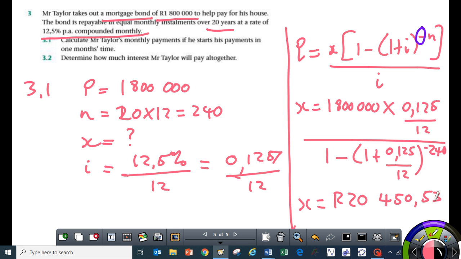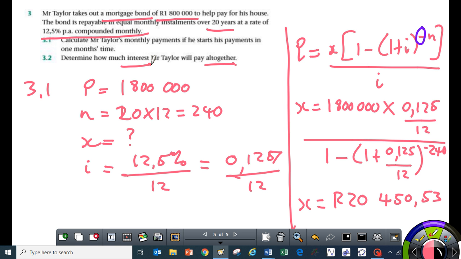3.2 says, determine how much interest Mr. Taylor will pay altogether. I don't like this wording because it can be misleading. The key word there is the interest. Sometimes the wording of a question can cause one to misinterpret it. Once you misinterpret it, you won't be able to do it properly. So you have to comprehend the question first, then you can answer.